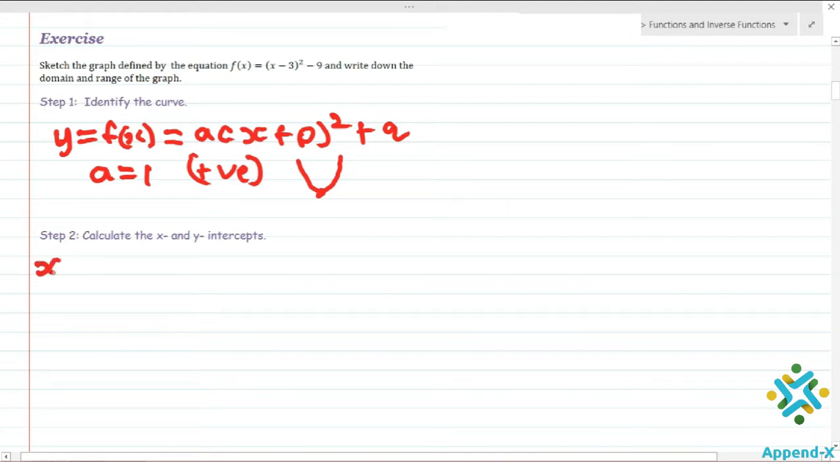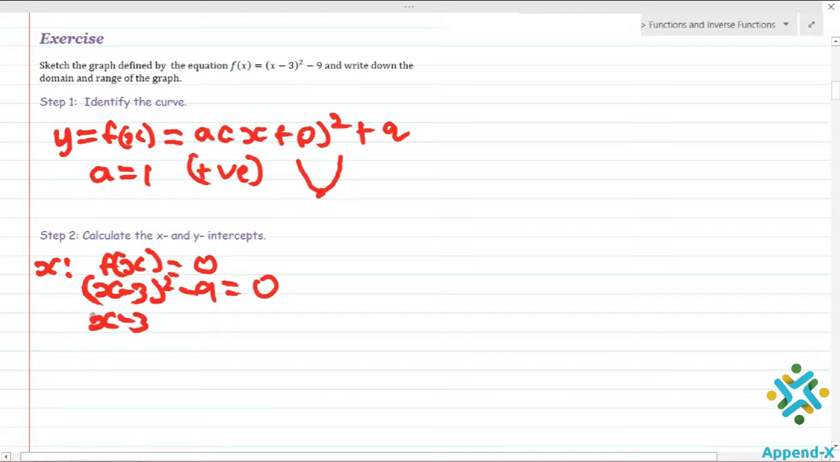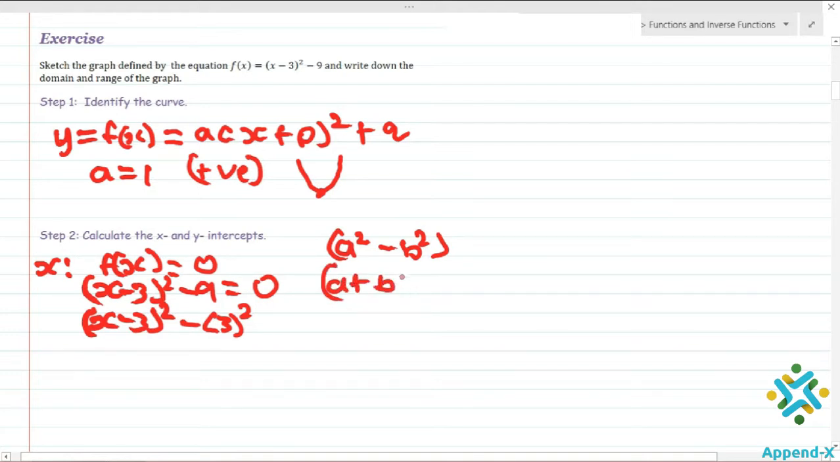Okay. Now the x intercepts occur when f of x or when y is equal to 0. Okay. That is (x minus 3) squared minus 9 is equal to 0. Now we can rewrite this equation as (x minus 3) squared minus 3 squared. Now remember, a squared minus b squared can be factorized to be a plus b multiplied by a minus b.